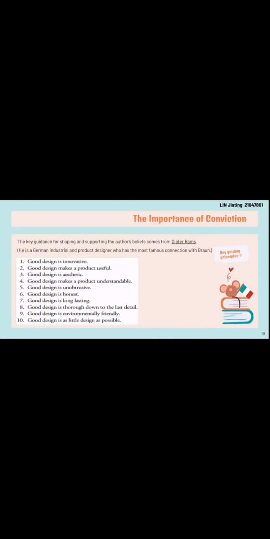The key guidance that now most helps to shape and support the author's beliefs comes from ideas outside the boundaries of visual design, in Dieter Rams' work. Rams is a German industrial and product designer who is most famously connected with the Braun Company. He conceived the 10 principles that express what he believes are the most important features of good design. The content is as follows.